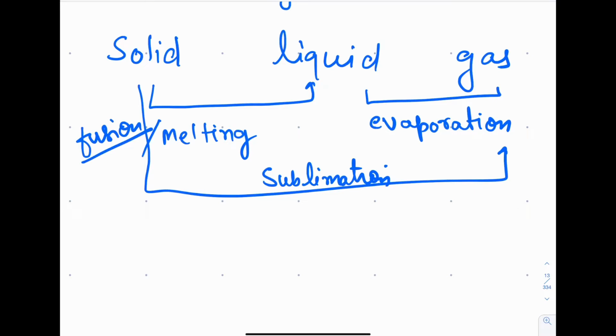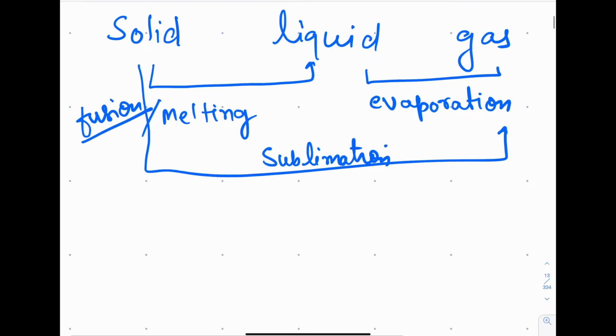Fusion is for melting, either melting or fusion, both are the same. So, latent heat of fusion is when 1 gram of solid changes into liquid, or latent heat of vaporization is when 1 gram of liquid changes into gas, or the latent heat of sublimation is when 1 gram of solid directly changes into gas. Similarly, we did heat capacity, that is the heat required to increase the temperature of solid by 1 degree, or the temperature of liquid by 1 degree, or the temperature of gas by 1 degree.